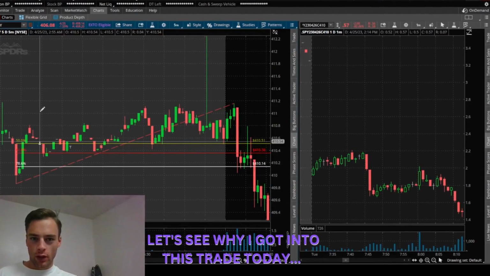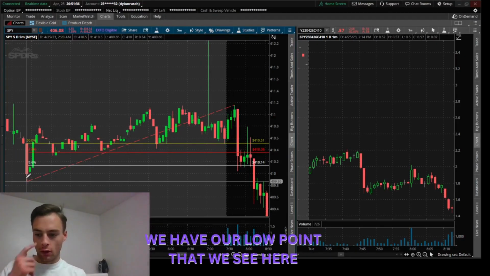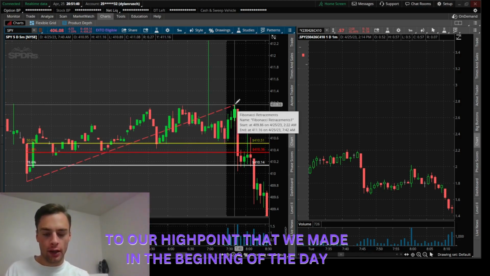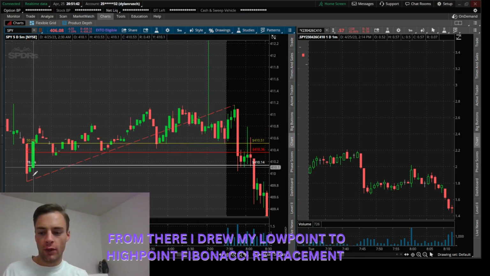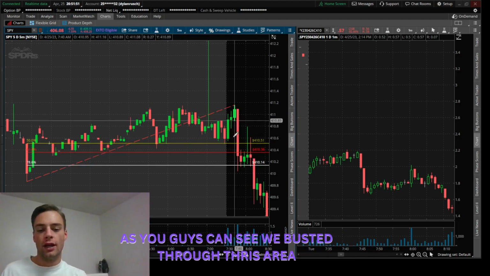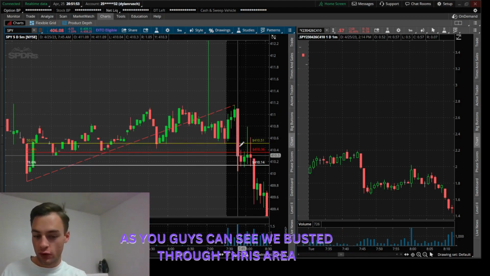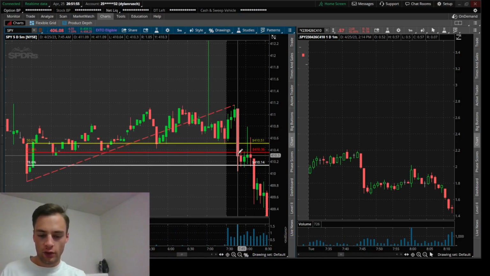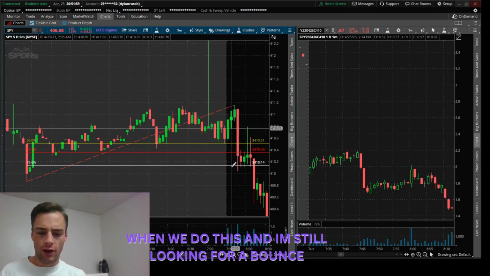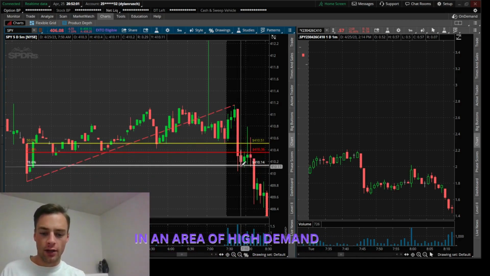Alright, so let's see why we got into this trade today. We had our low point that we see here to our high point that we made in the beginning of the day. From there, I draw my low point to my high point Fibonacci retracement, and I was looking for a bounce within the 50 to the 618 area. As you guys can see, we busted through that area, went straight through it. And when we do this, I'm still looking for a bounce in an area of high demand, which this 410 area is.